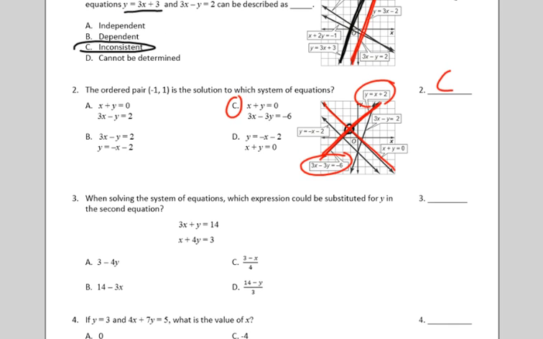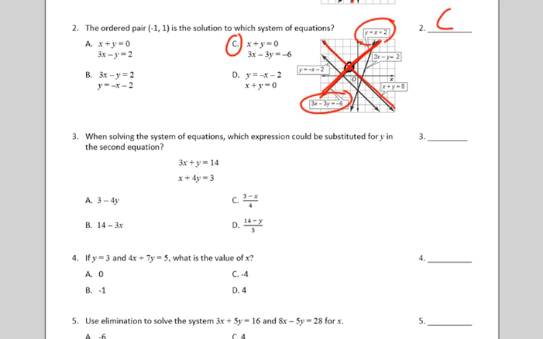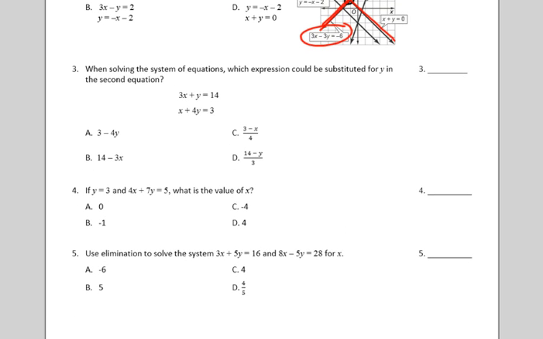Number 3, when solving the system of equations, which expression can be substituted for y in the second equation? So you're solving the first equation for y. If you subtract 3x on both sides, you get y equals negative 3x plus 14. And I can reverse these two to make it 14 minus 3x. So that's choice B.